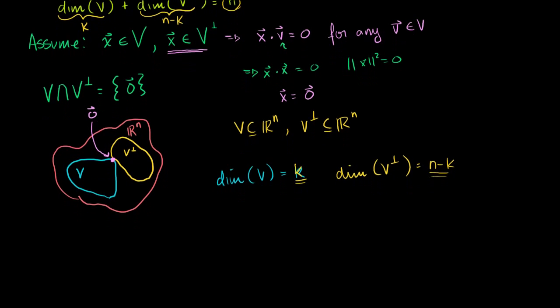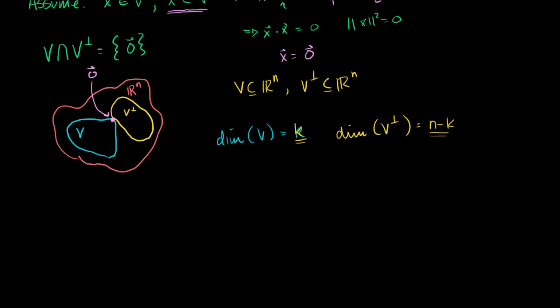Now, what does dimension mean? It means that that's the number of linearly independent vectors you need to form a basis. So let's say that I have k vectors as a basis for V. So let's say I have v1, v2, all the way to vk, and this is a basis for V, which just means they're all linearly independent, and they span V. Any member of V right here can be represented as a linear combination of these vectors.